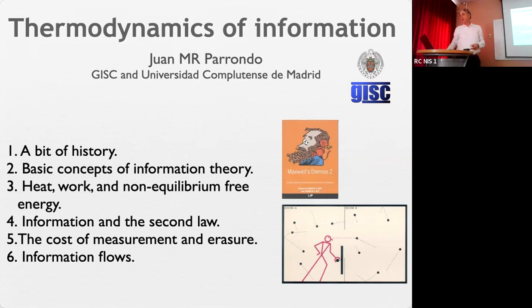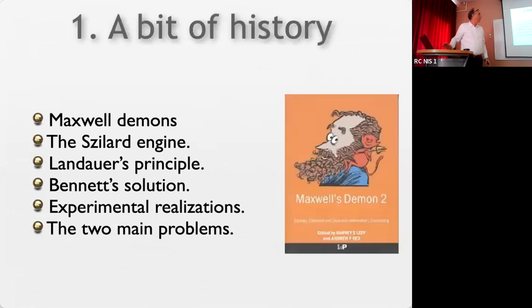As I said, the problem of information and thermodynamics is parallel to the problem, or it's illustrated by the Maxwell demon. This is a book that is a compilation of the main papers on the Maxwell demon. There is a second edition, with many more papers, and it's the story of the Maxwell demon. So we will start by, I guess, I don't know if in undergraduate courses people have told you about the Maxwell demon, but I will tell you the main idea. And then the Maxwell demon is a bit complicated.